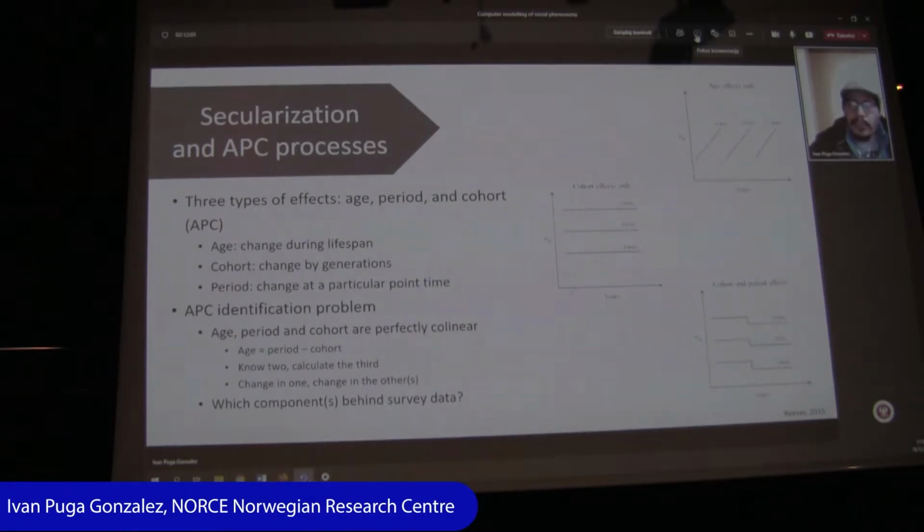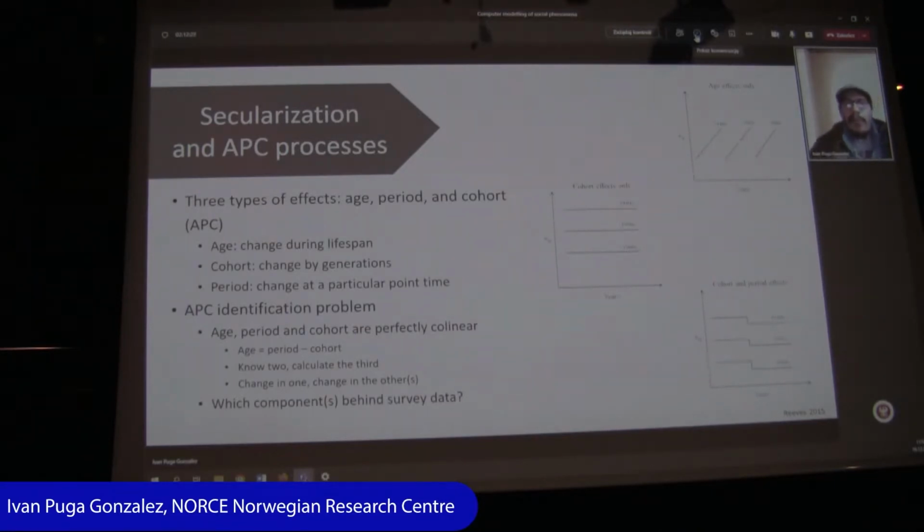Now, when you see a cohort effect, you see something different, right? Here you have time again, and what you see is that there is no change in time for when you were born, but there is a change between the cohorts. So this change, as you can see here, is decreasing between cohorts. And that's what you will call a cohort effect.